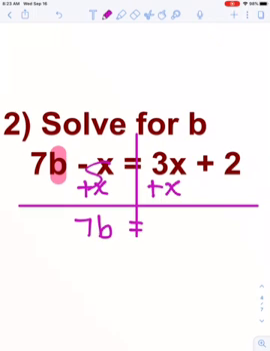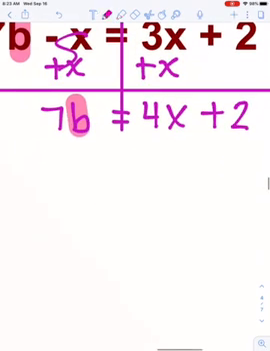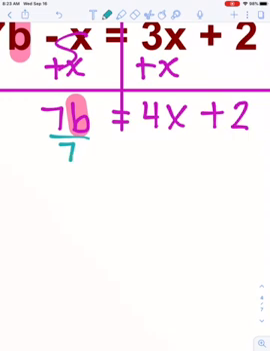On the right, my x and my 3x are alike, so I put them together. So 3x plus x is 4x. I still have a plus 2 at the end. My b is not by itself yet. I'm not saying b equals, I'm saying 7b equals. So now I have to divide by 7.